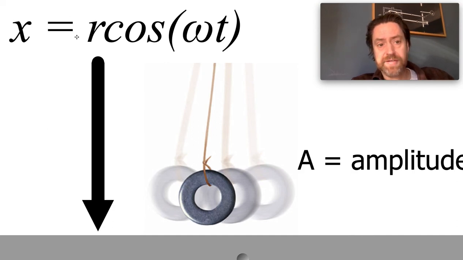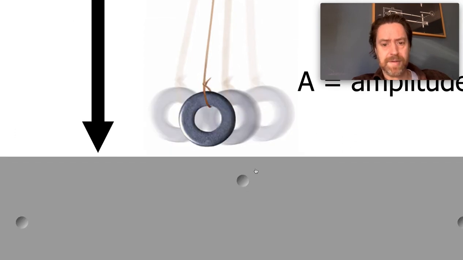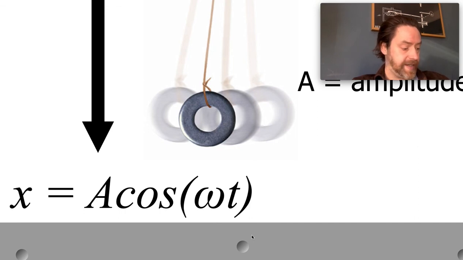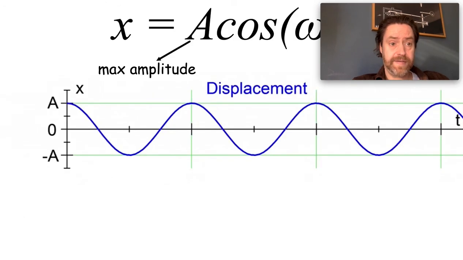For the circle, x is r cos omega t, but because we're talking about simple harmonic motion, we have an equation for our x displacement. The displacement at a particular time is equal to the amplitude multiplied by cos omega t. And if you plotted a graph of that, it would look like the displacement time graph that we came up with earlier.